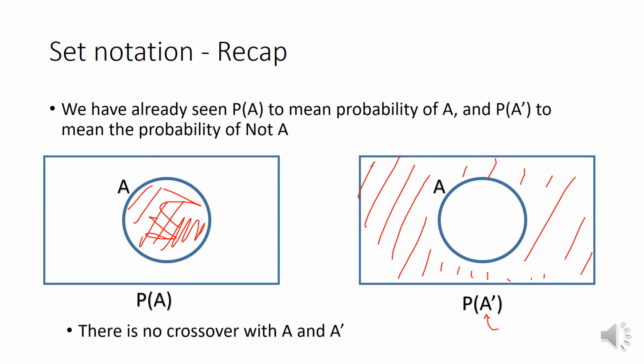And you'll notice as well there's no crossover with A and not A, because they're mutually exclusive events. So you couldn't have something that was both A and not A, because if A happens, that means that not A has not happened.